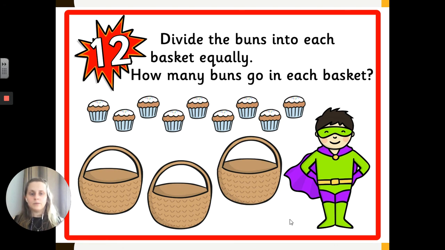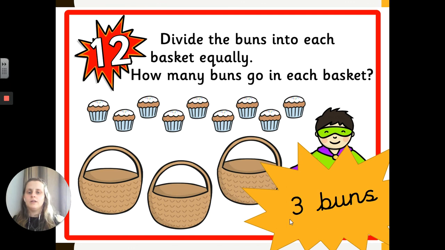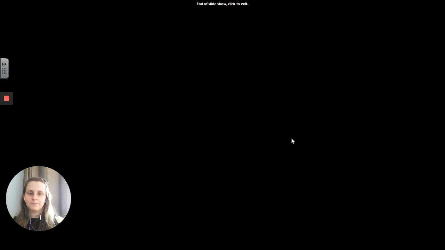Right then. So let's see what our answer is. 3 buns. So if I put this one in here, and this one in here, and this one in here, that's 1 in each basket. Then this one, and this one, and this one, that's 2 in each basket. And then this one, and this one. So 3 buns would go into each basket.